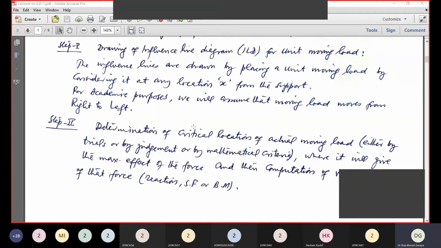Now let me know if you have any confusion regarding these two steps. Any question? Your proper understanding from the start is extremely important. So it is clearly understood.